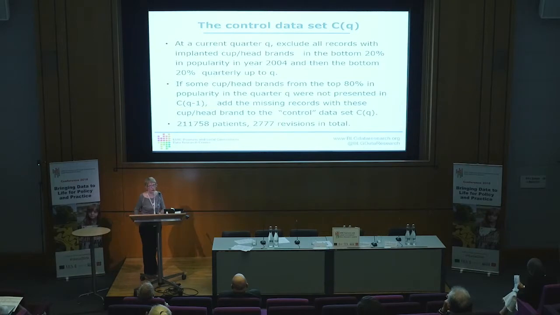So at each quarter Q, we decided to monitor the data over quarters, basically, starting from 2005, because the National Joint Registry started in 2004, and the data we're looking at is up to 2012. At each current quarter, we are basically taking 80% of the most popular brands. And we would fit a model of those popular brands, believing that popular means good, because we don't have any other way to define what good is. And if in the next quarter there are some new brands in those 80% of popular brands, we would add that information to our model in the current quarter. So basically that allows us to change our control set as we go along.